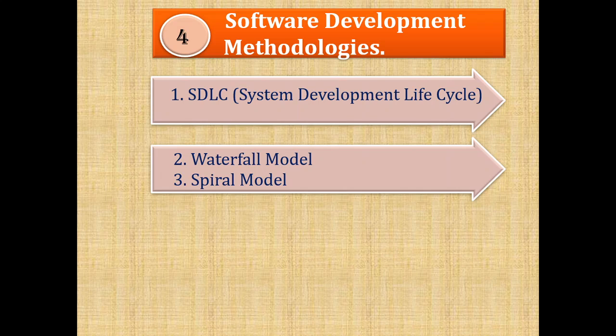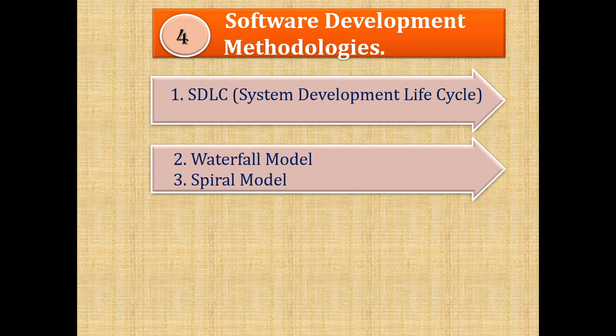It is also referred to as a linear sequential life cycle model. It is very simple to understand and use. Here the word linear sequential means one step is followed by the next one. So unless the previous step is finished, the next step cannot be performed. That is called as linear sequential life cycle model. In a waterfall model, each phase must be completed before the next phase can begin, and there is no overlapping in the phases of waterfall model.